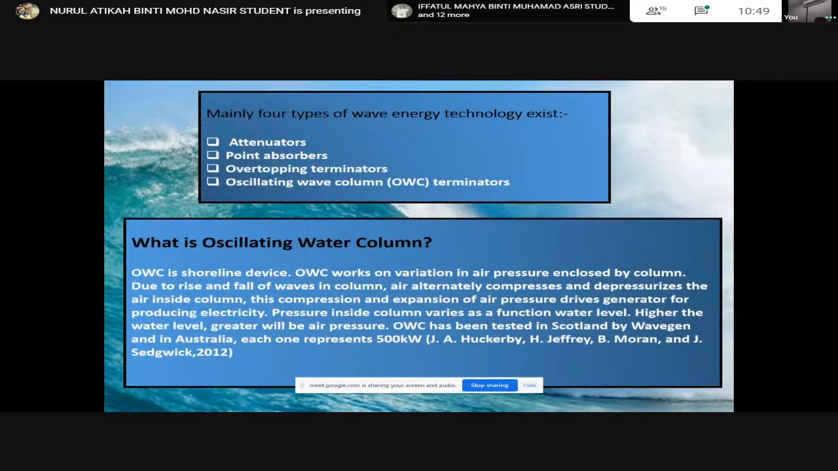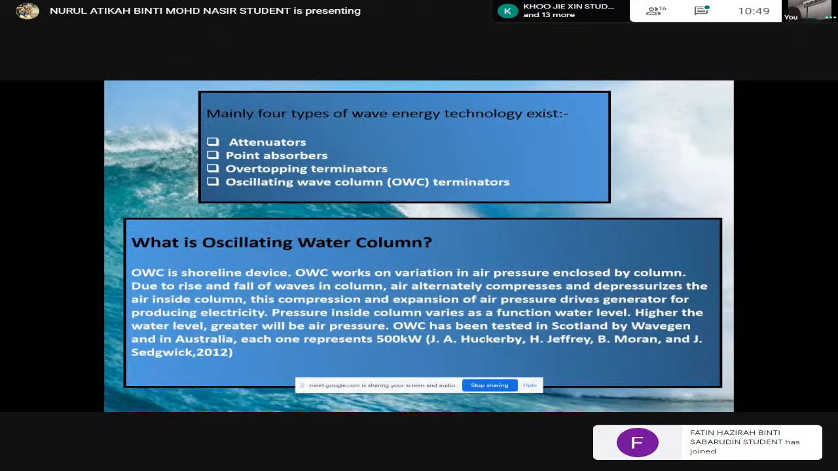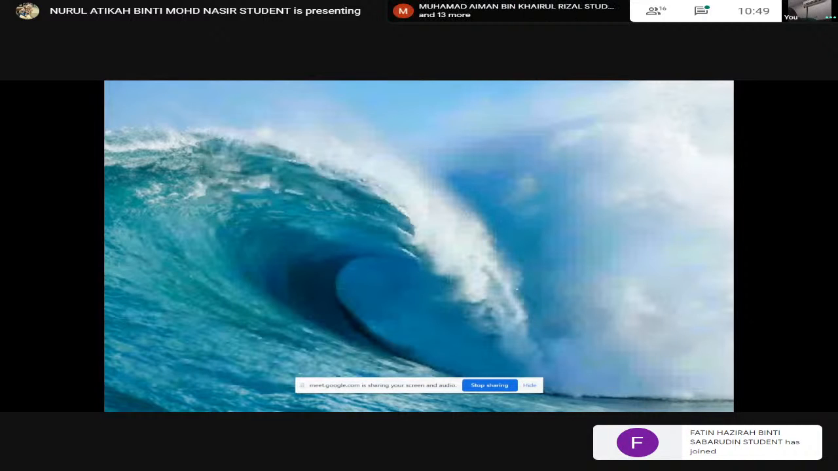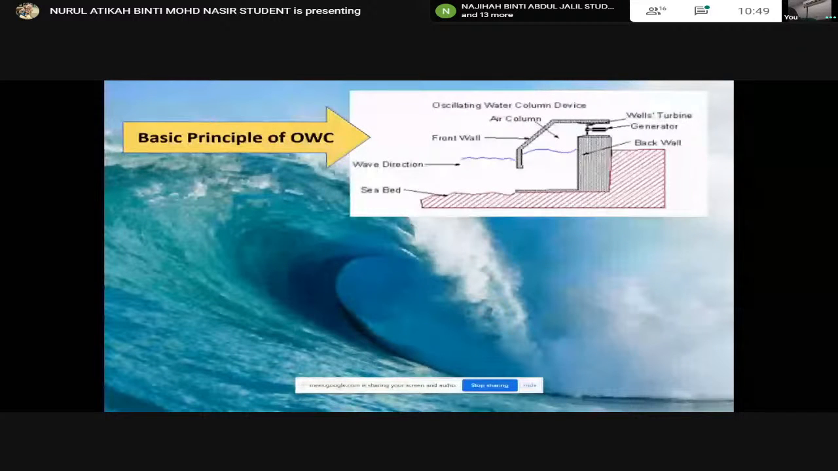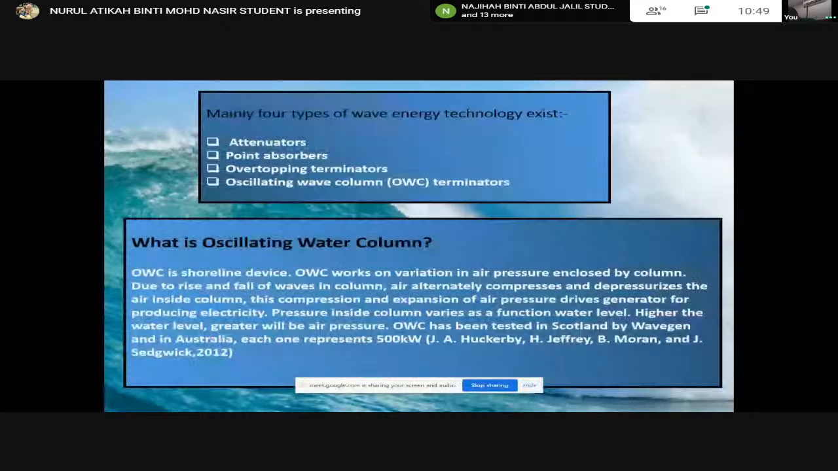So, as we know, a wave energy conversion device can be located onshore or offshore. Mainly four types of wave energy technologies exist: the attenuator, point absorber, overtopping terminator, and oscillating water column.